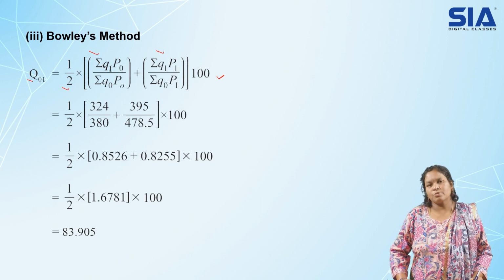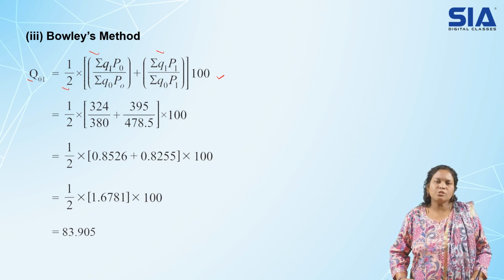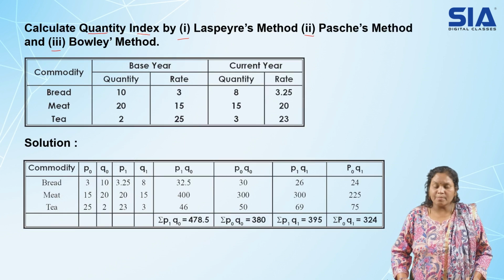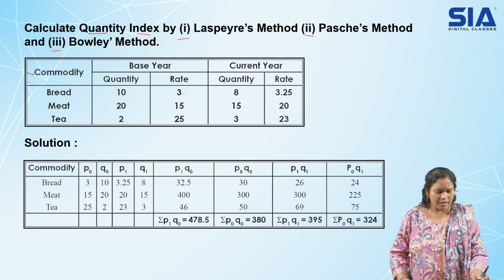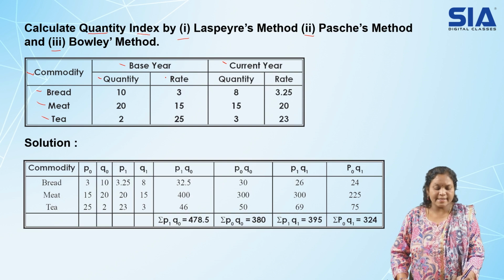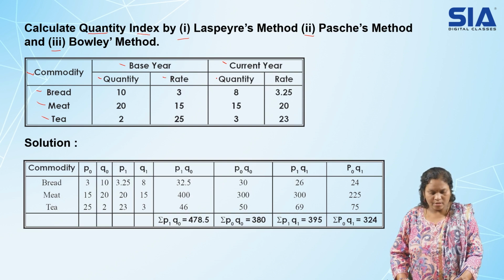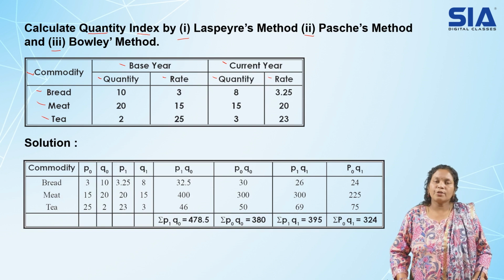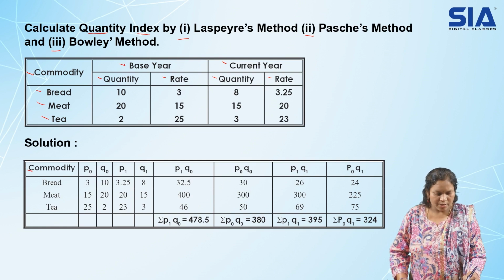Now let us go for the substitution part. You have to make the table first to get all these totals. So let us go back to the table. Here is a table with given data. They have given some commodities, that is data about bread, meat and tea, for base year and current year. In base year they have given quantities as well as rates, and in current year also quantities and rates. Now let us check how to convert them into P0, Q0 and so on, and go for totaling of them. Commodities I wrote as it is. Now check, under base year I have a quantity and I have a rate.